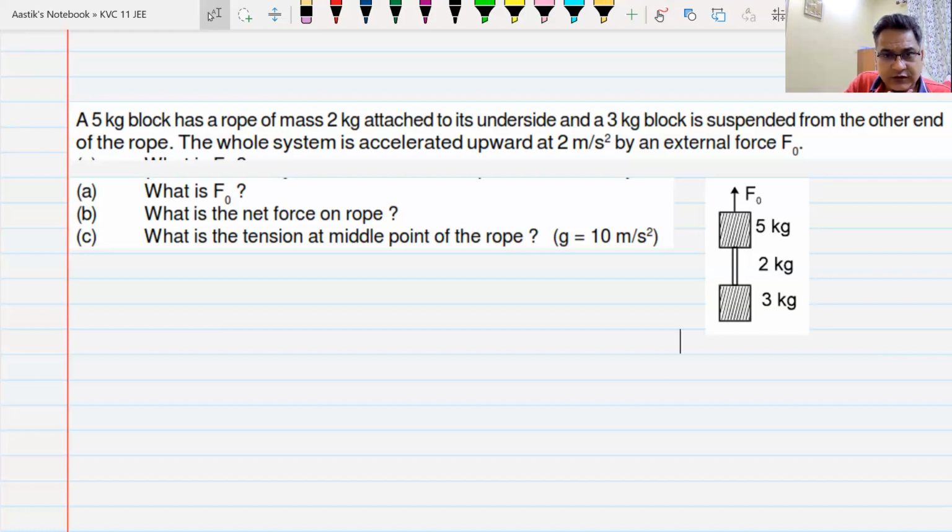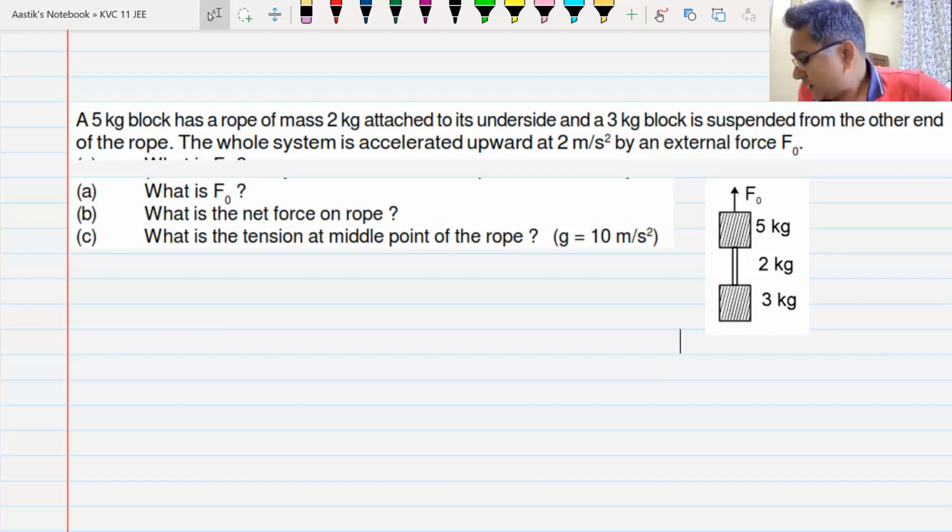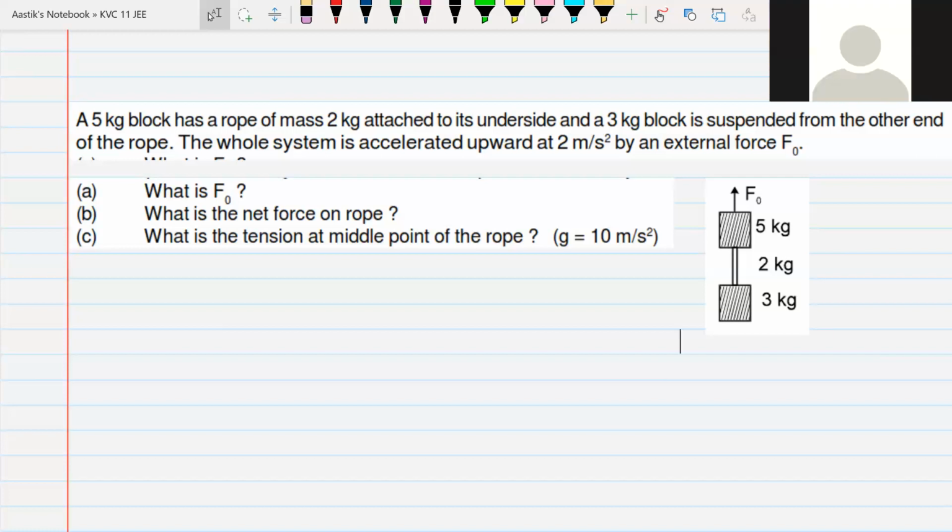120 newtons is the right answer. 120 newtons is correct. What is the net force on the rope? And what is the tension at the middle point of the rope? Two answers remain. Try everything. Give me the answer when you have everything. 120 is correct.